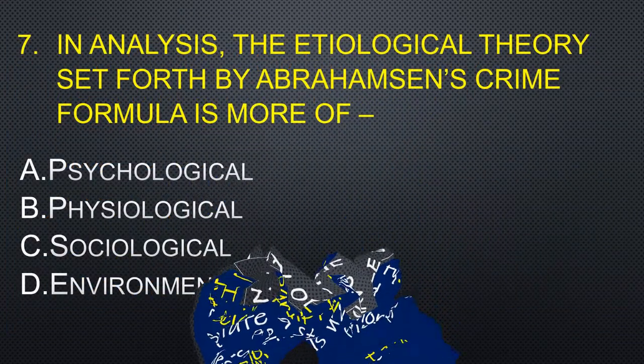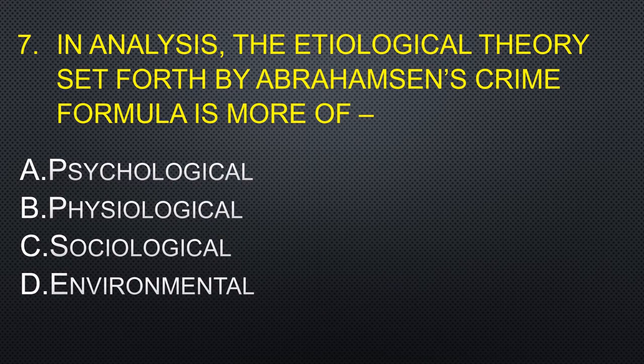Question number 7. In analysis, the etiological theory set forth by Abrahamsen's crime formula. When you say etiological, in your study of Introduction to Criminology, etiology means the origin, the cause. So the causational theory set forth by Abrahamsen's crime formula is more psychological. It's more about the abnormality in the thinking of human beings.